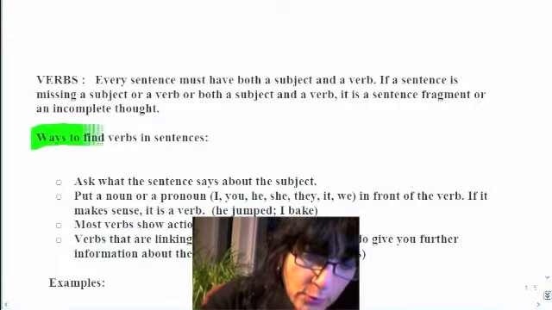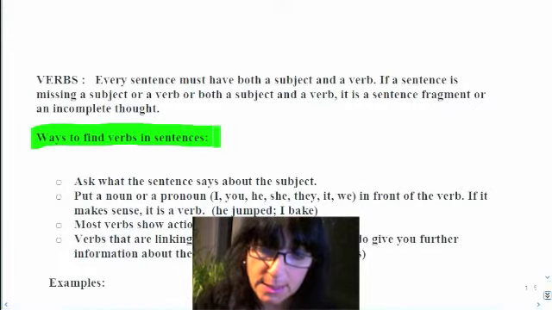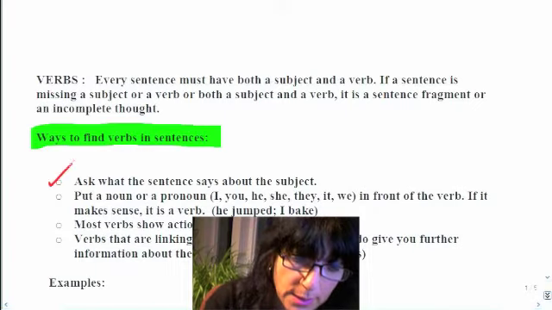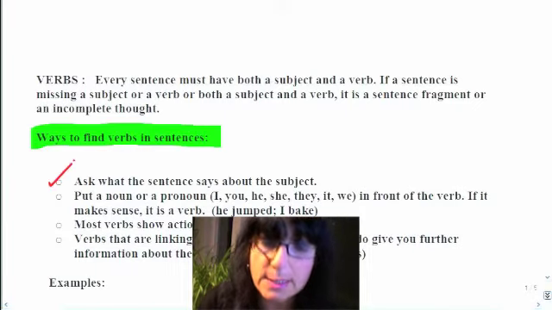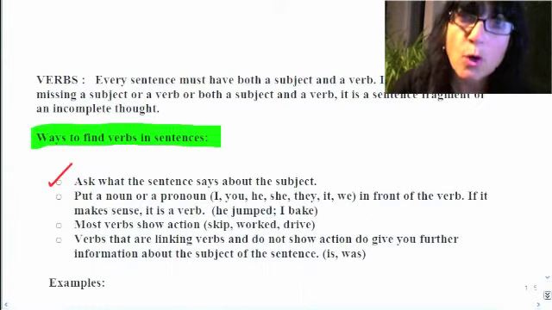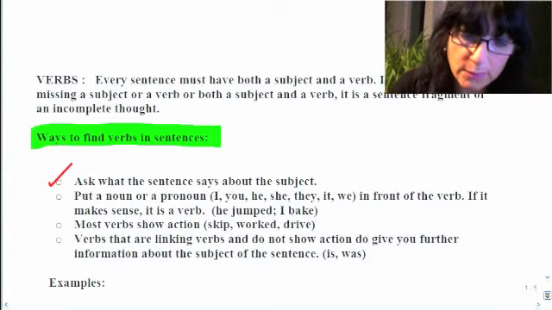So I would like to show you the different types of verbs and how to select verbs in sentences. There are different ways to find verbs in a sentence, and here are a few pointers to help you. The first one is to ask yourself what the sentence says about the subject. Once you have the subject of the sentence, ask, what is the subject doing? What does it say about the subject of the sentence?